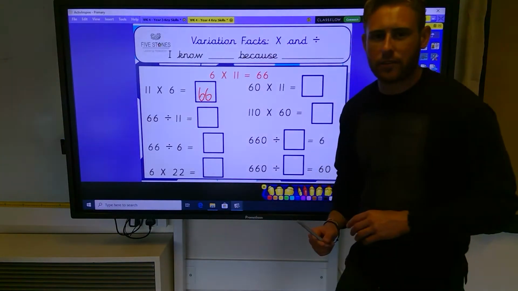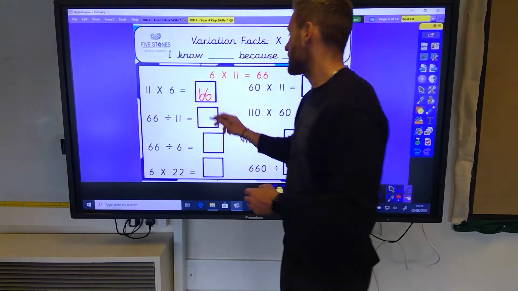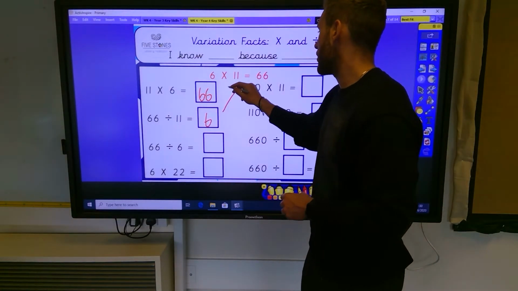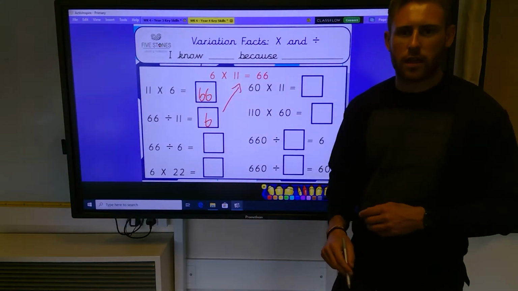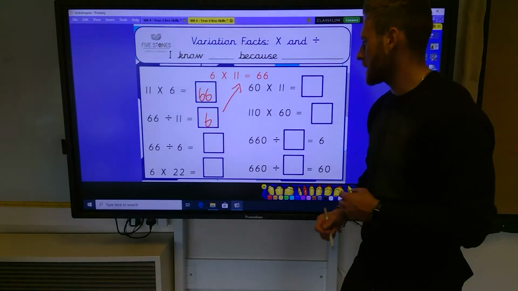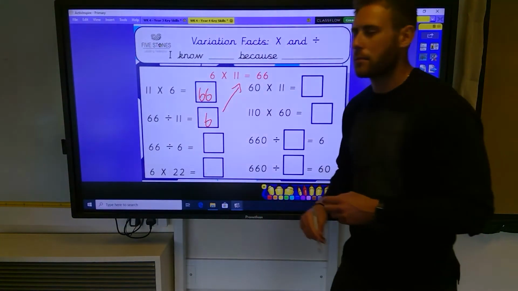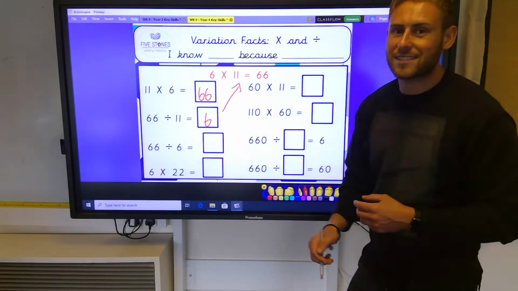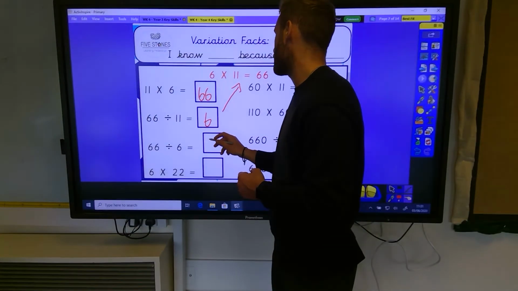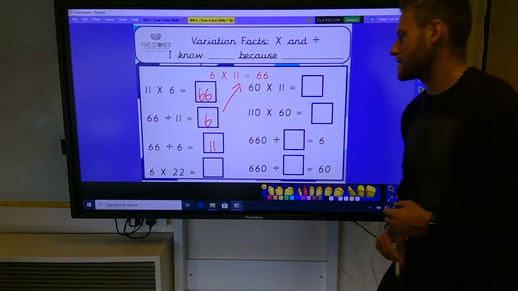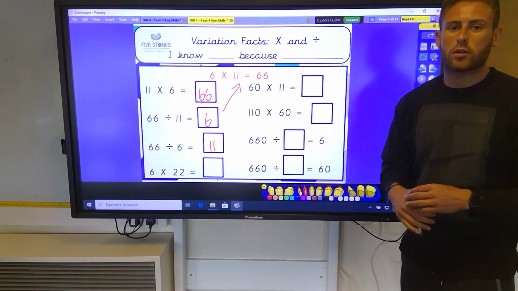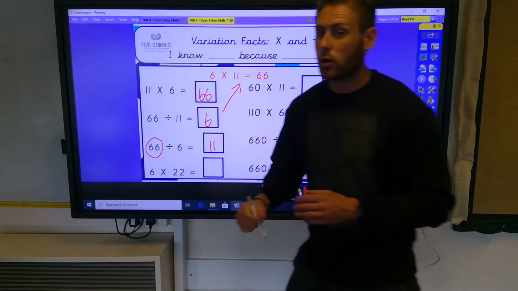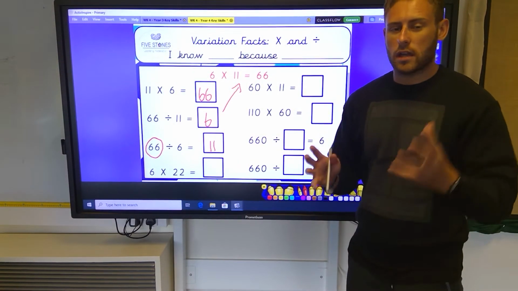66 shared by 11 is going to leave us with 6 in each of those 11 groups. Can we see the inverse calculation there? The relationship is very, very clear. If we know 66 divided by 11 is 6, we also know that 66 divided by 6 is, yes, 11. So fantastic. We swap the numbers in. But remember, when we're dividing, we're always starting with those smaller numbers and we partition off into groups.